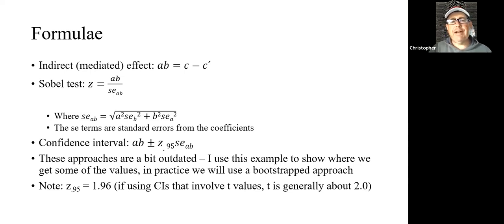This can also be expressed as a confidence interval, which you will be much more likely to see for indirect effects, and that's just AB plus or minus Z of 0.95. That is the Z value that captures 95% of the normal distribution. You may remember from your statistics class that is always the same value. It's 1.96. And then we multiply that by our standard error term. And again, that's a real classic confidence interval formulation. We've got some value from a table, either a Z or a T, generally multiplied by a standard error.